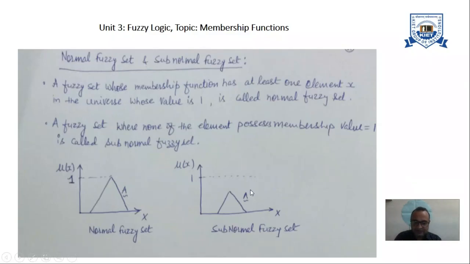Here we have drawn the membership function of another fuzzy set. This is another case. Here again we have a fuzzy set A, but with the help of this membership function we came to know that none of the elements in the universe of discourse has a membership value of 1. So that's why we are saying that this fuzzy set is the subnormal fuzzy set.